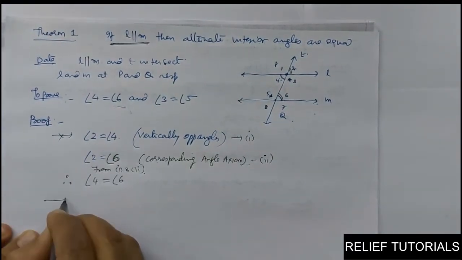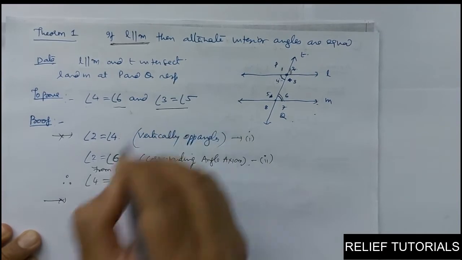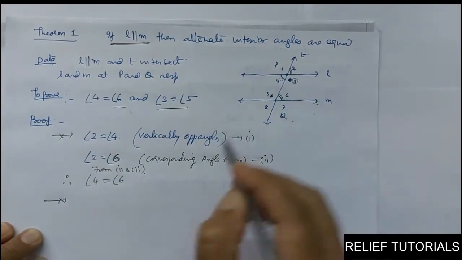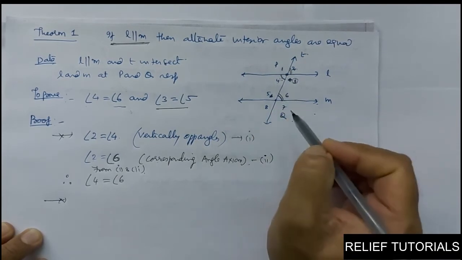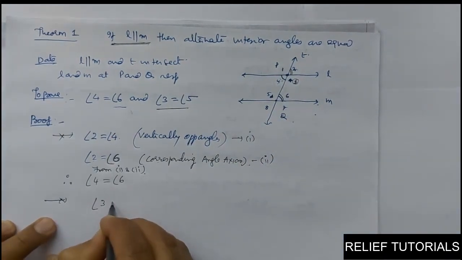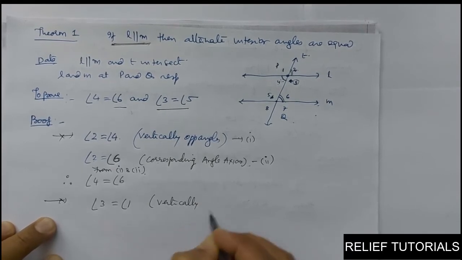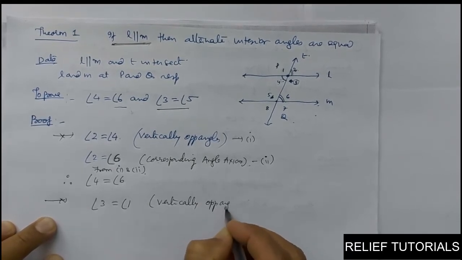It is proved. Now once again, you have to prove angle 3 is equal to angle 5. So you will select 3. The opposite of 3 is 1. So I can say angle 3 is equal to angle 1. Reason: vertically opposite angles.